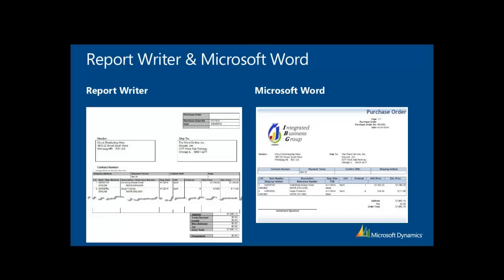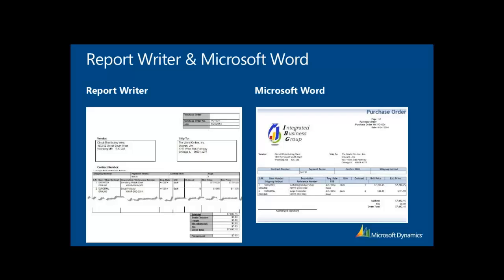The item on the left is just a snippet of a purchase order that comes from GP. The one on the right is something that came out in one of the more recent versions of GP, which is the same document. It's a purchase order, but it's actually rendered in Microsoft Word. Without getting into details, they actually work hand in hand, believe it or not.